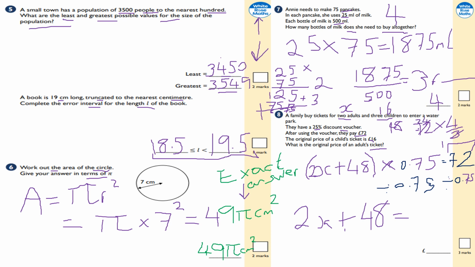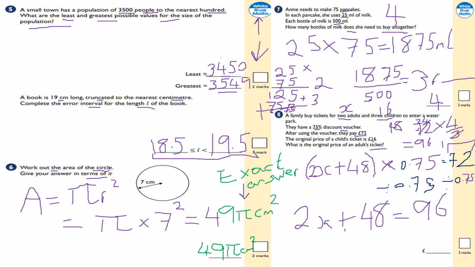24 times 4 is going to be 96, because if I double it and then double it again. If you're ever multiplying by 4 in maths, you double it and then you double it again, a little trick there. So that has to equal 96.